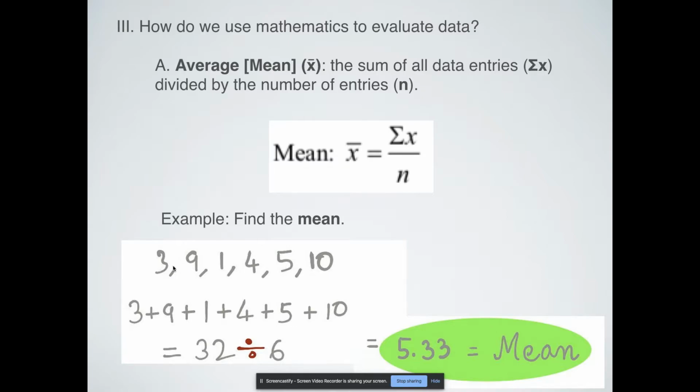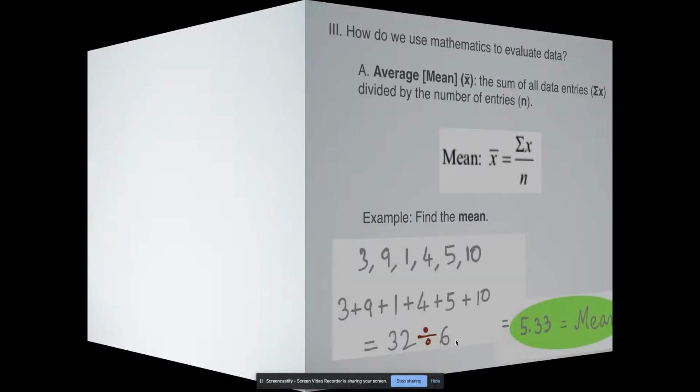And it makes sense. Look, we have numbers ranging from 1 to 10. And if you just looked at 1 and 10, you'd expect it to be somewhere between 5 to 5 point something. And so it is.